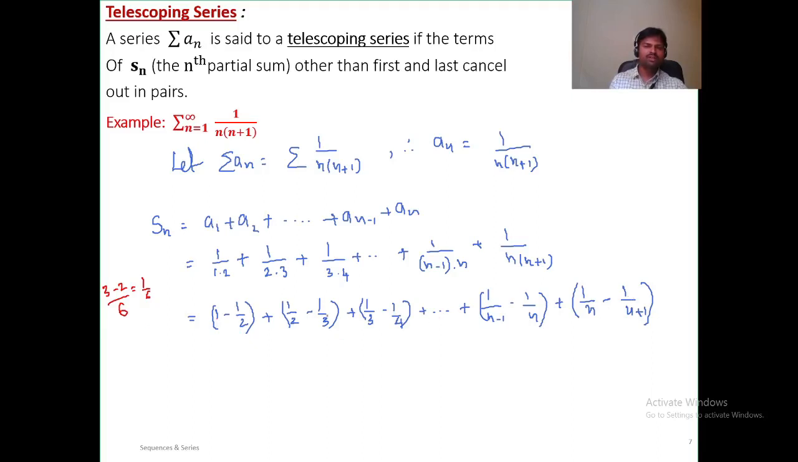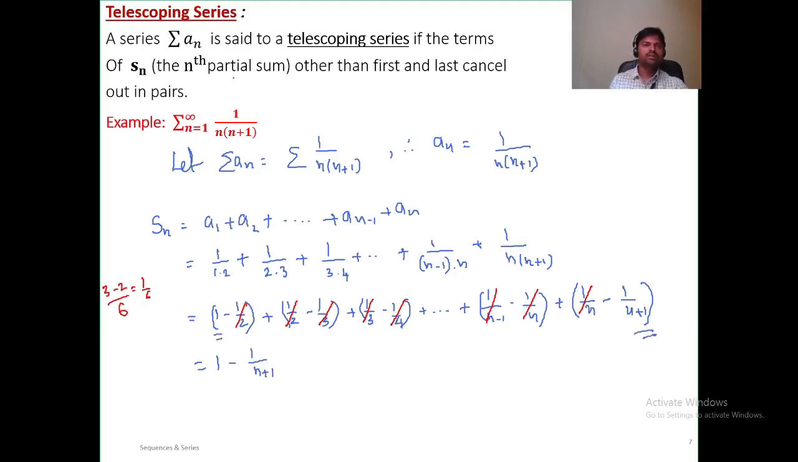Except the first and last, every term will cancel. Let us verify. Minus 1 by 2 plus 1 by 2. Minus 1 by 3 plus 1 by 3. Minus 1 by 4 plus 1 by 4. Like that, minus 1 by n plus 1 by n. Here 1 by (n minus 1) also will cancel with the next bracket's minus 1 by (n minus 1). Likewise, each and every term will be cancelled out. So what is left? The first term is 1 and the last term is 1 upon (n plus 1).